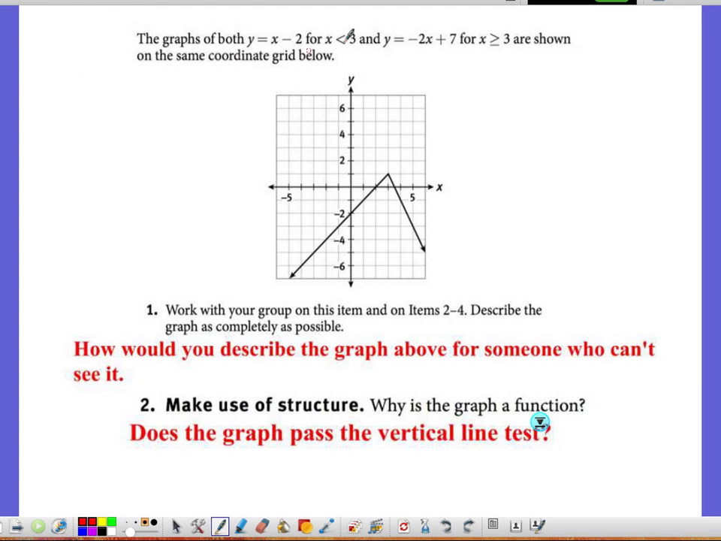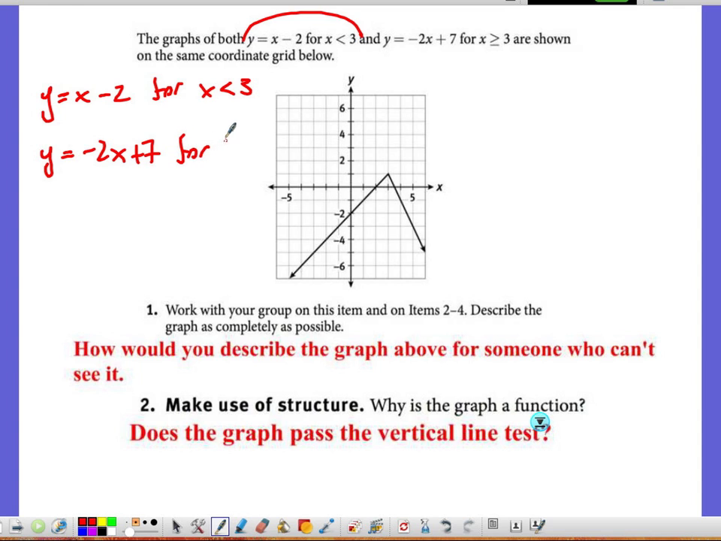So notice, let me write this out. Here is, we'll call this the first function rule, y is equal to x minus 2, for our domain restriction x less than 3, and y is equal to negative 2x plus 7 for the domain restriction x is greater than or equal to 3.